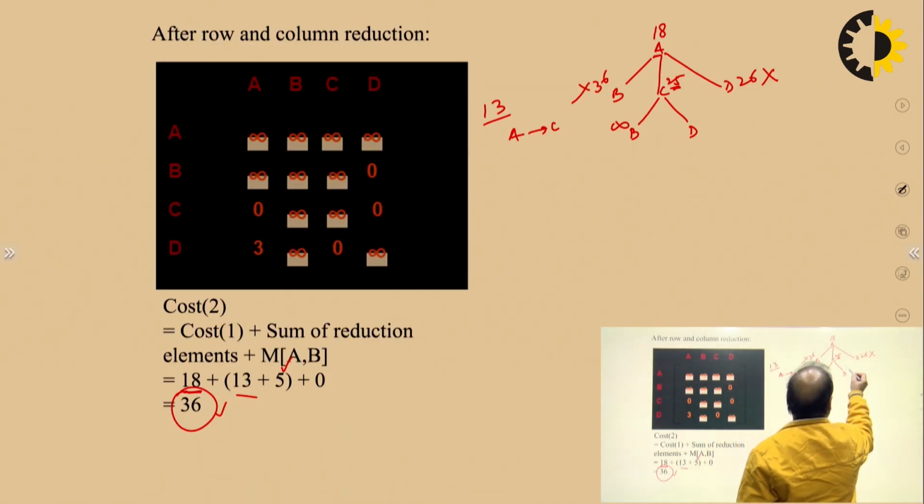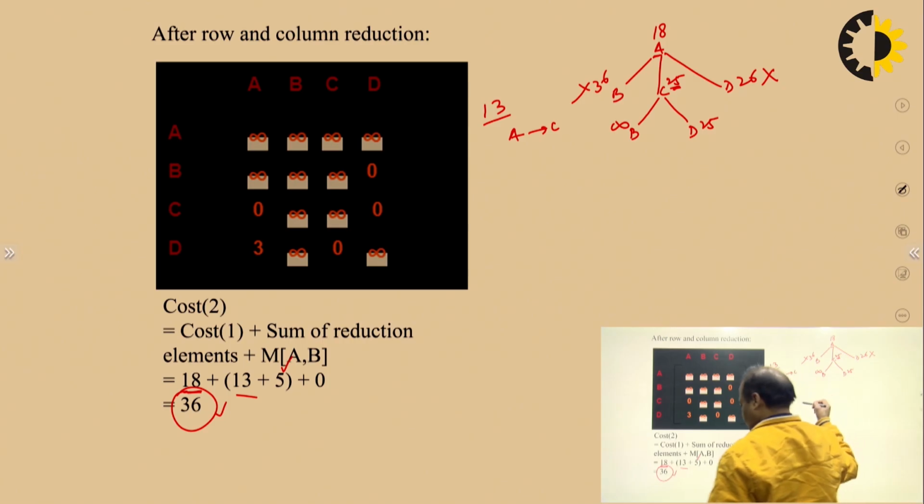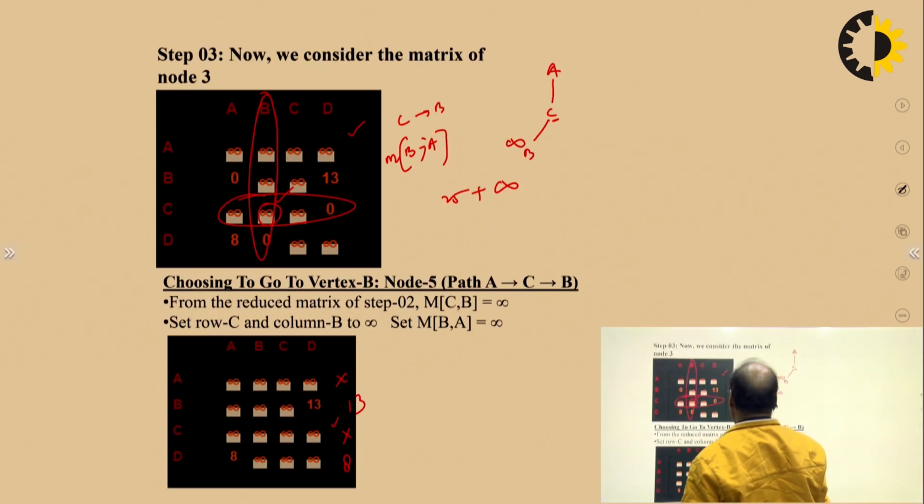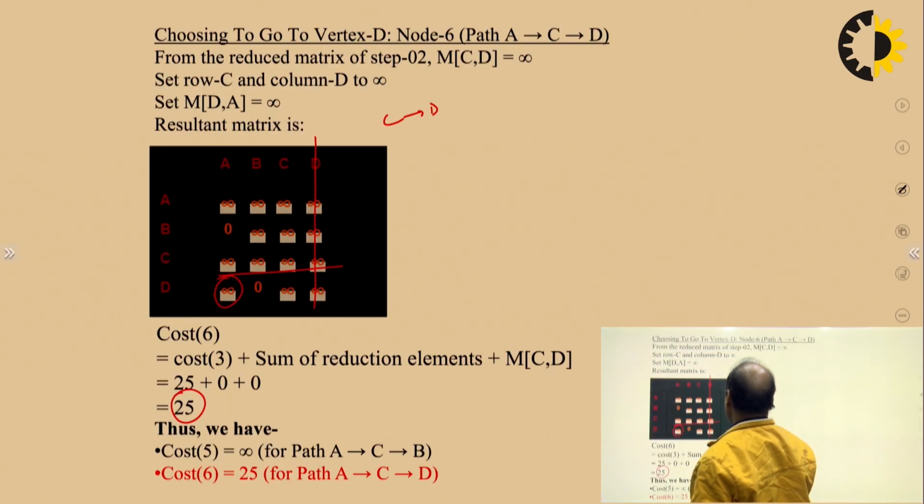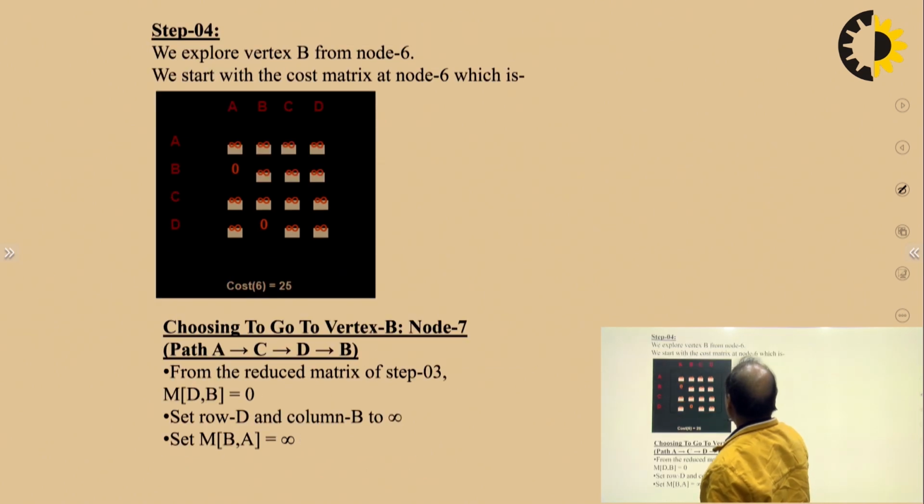This is infinity, this is 25. So A, C, D, and now this is the approach. So this is the final one. C to D is 25. That means this is the path. So you have to take this matrix. This matrix is the final one.